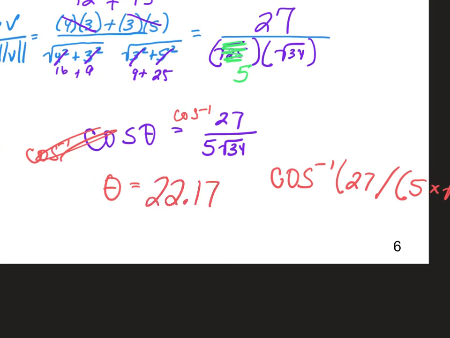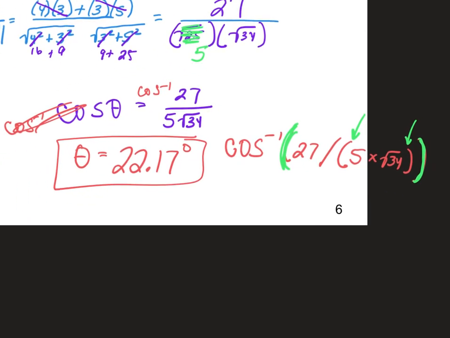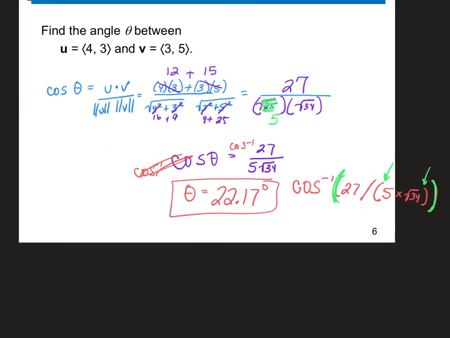22.17 what? What's the notation that goes at the end if we're talking about theta? What did you just find? Yep, degrees. That's important, guys, because you're finding an angle measurement. But probably in your calculator, most of you will need this parenthesis here and here around the denominator itself. And then you have to have this one at the end to close off this one from the beginning. But you found the angle measure.